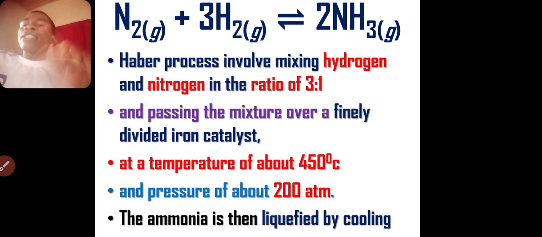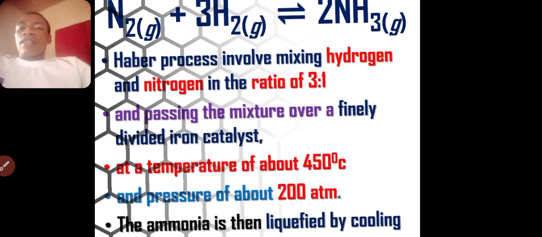By passing this mixture over finely divided iron catalyst at the temperature of 450 degrees Celsius and pressure of about 200 atmospheres, ammonia gas will be produced. To collect the ammonia, it is liquefied by cooling. Ammonia is a gas that can easily turn to liquid because it contains intermolecular hydrogen bonding in it.